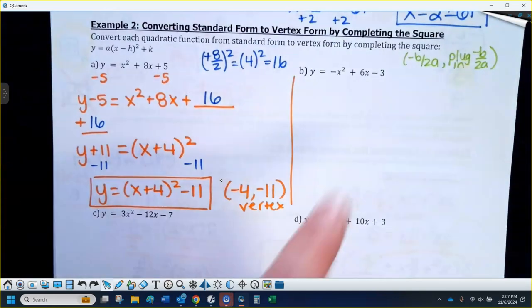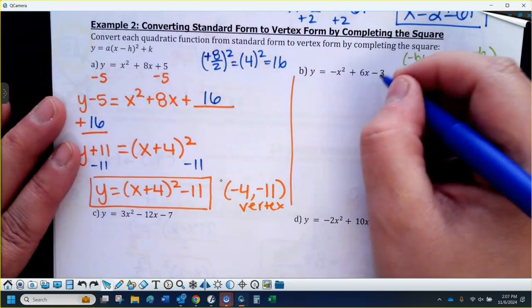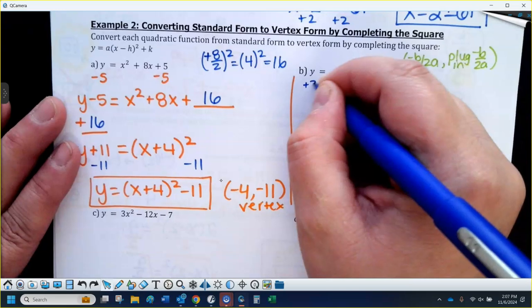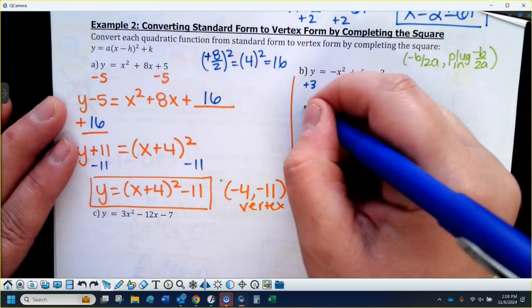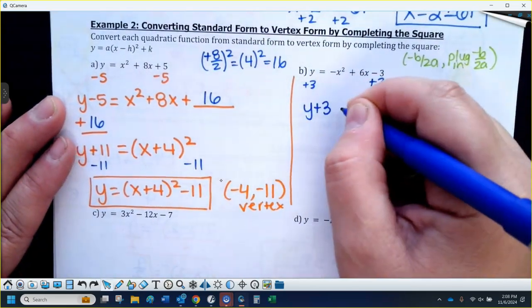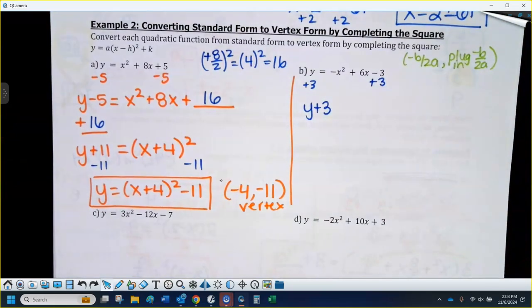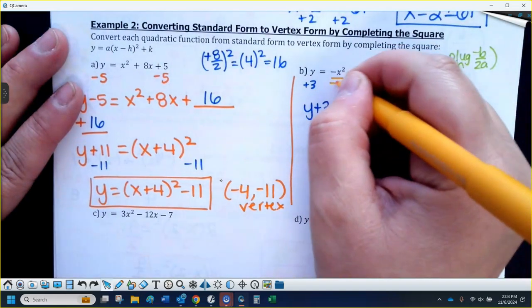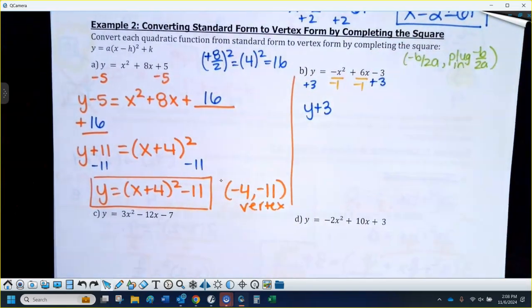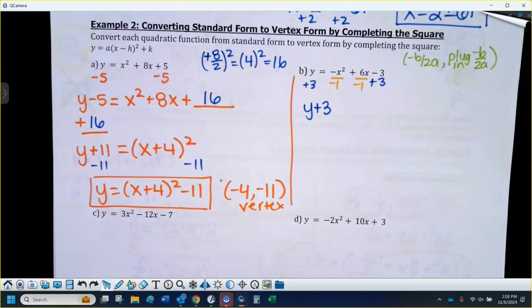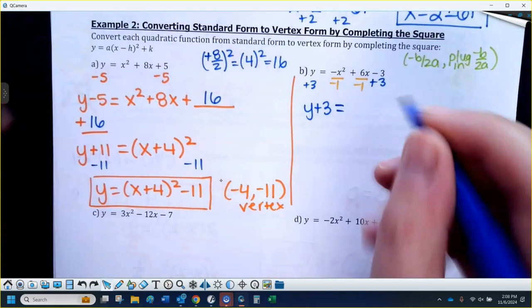Okay. Now, I'm going to do the same thing with this one. Let me add any plain number to the other side with the y. So I have y plus 3. Now this one has a little bit of a trick to it because my a value is not 1, it's negative 1. So you do have to take a negative 1 out of the quadratic term and the linear term here.